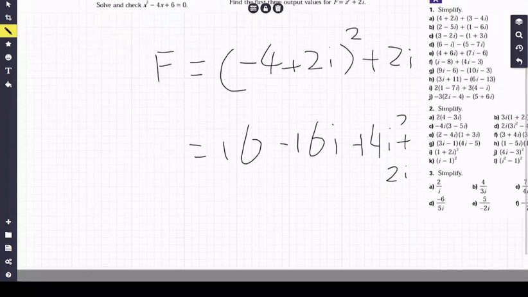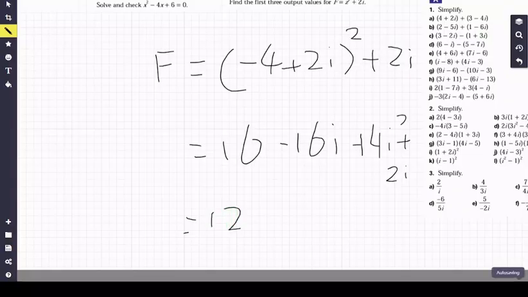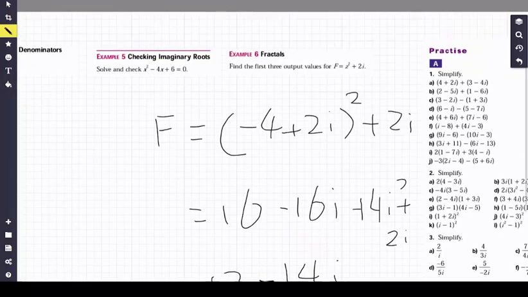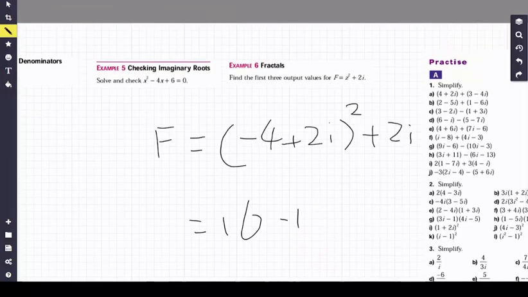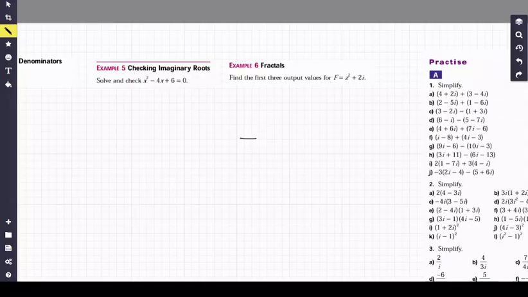So now you collect the like terms. That's going to give you i squared, that's negative 1, so minus 4, so 12, and then minus 16i plus 2i, that's going to be negative 14i. So that was our first 3 entries for this fractal. It was an iteration loop. So basically, your new answer becomes your next input.